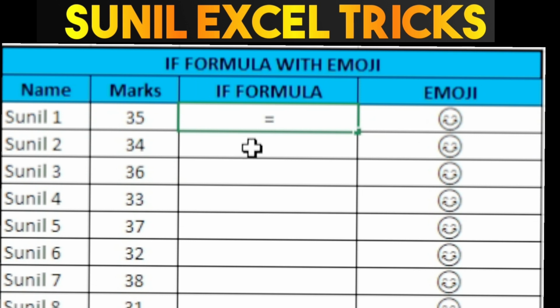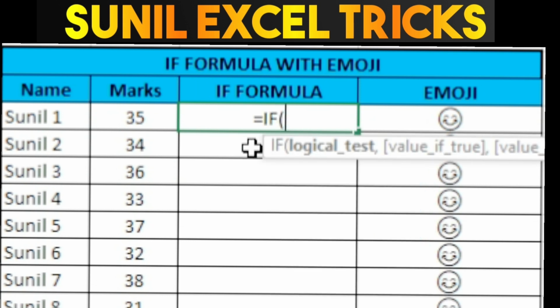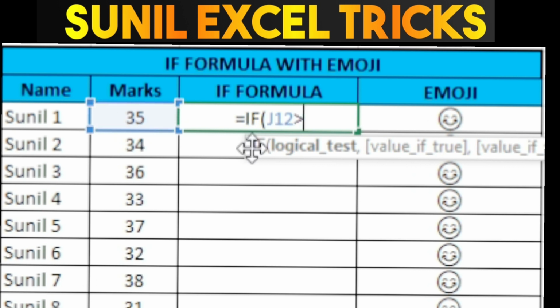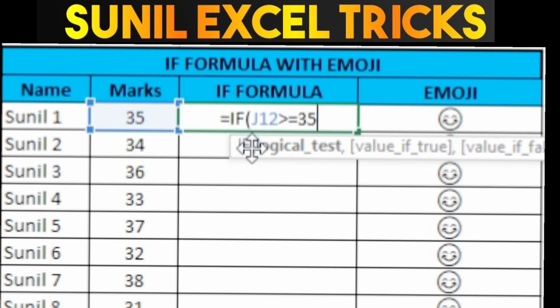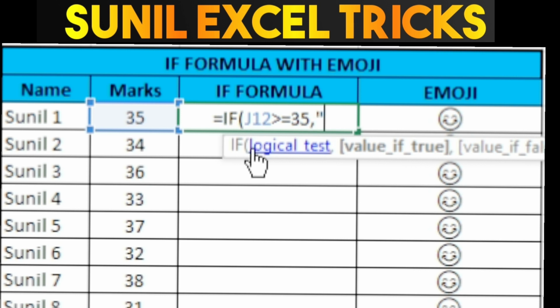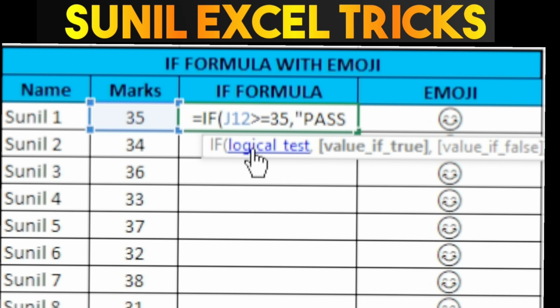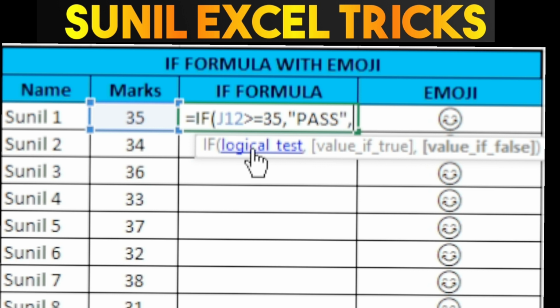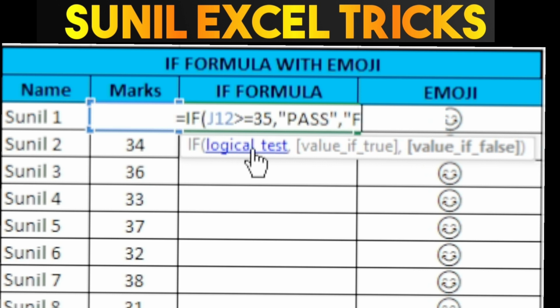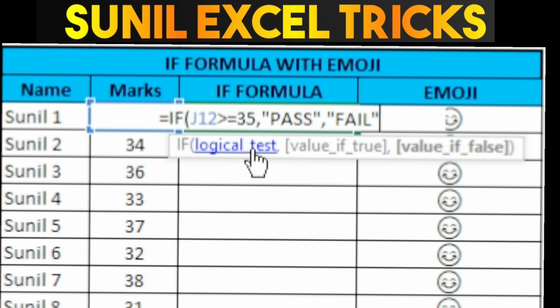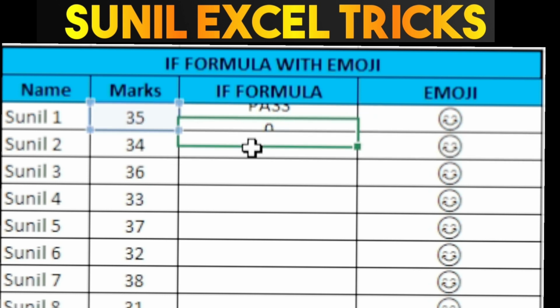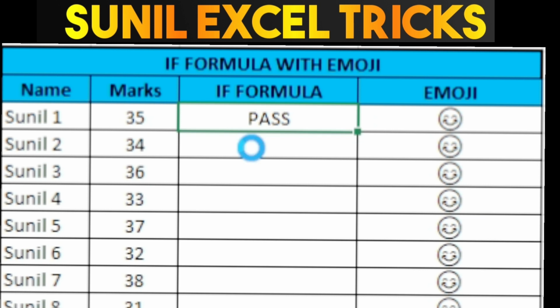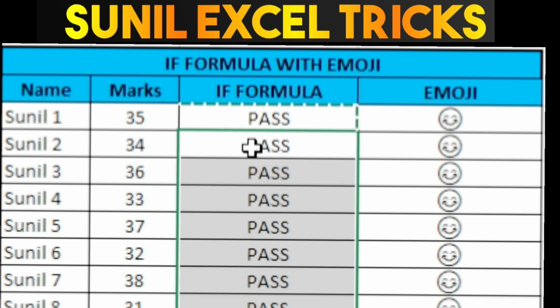So as you know everyone, IF formula: type IF, open the bracket, select the criteria, greater than or equal to, we need to give the logic, and we will take 35 as a benchmark. If it is 35 we are pass, and if it is less than 35 we'll take it as a fail. So you need to type 35 and double quote pass, and you need to close the double quote, and you need to give comma, and again double quote fail. So copy paste, you will get pass or fail.